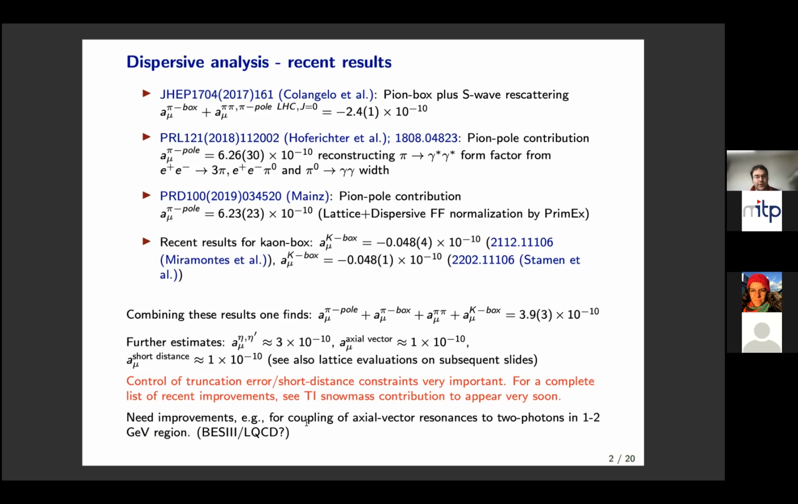Experimentally, for example, for the axial vector resonances here, one could imagine in the 1 to 2 GeV region, some improvements would be helpful. And there actually will be an update of the theory initiative that a lot of you who are interested, I'm sure, have received a draft of, as part of the Snowmass process in the US, which gives a quick overview of the current status of this and a longer list of the references. So I would refer you to this.